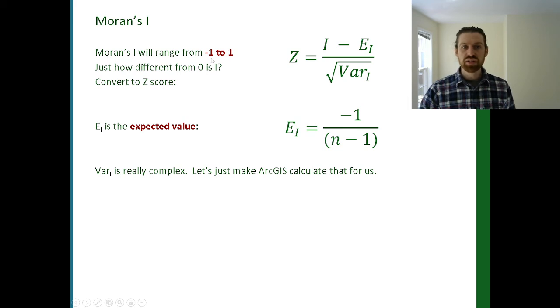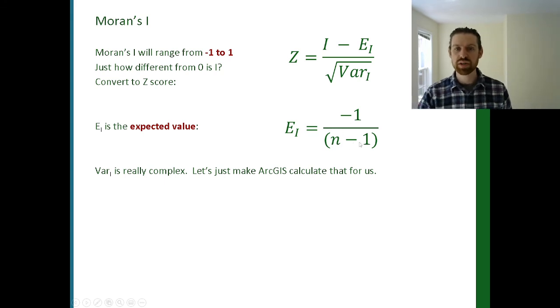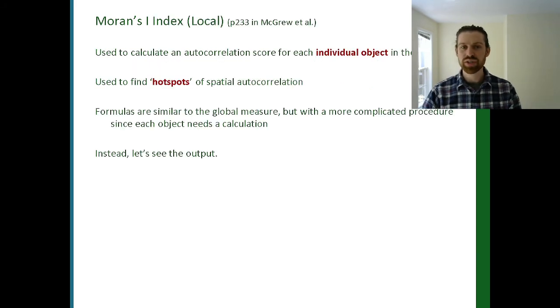So Moran's I ranges from -1 to 1, as you've already noticed. Just how different is I from 0? We need to convert that to a z-score. We take the I and subtract the expected value, which is -1 divided by the number of degrees of freedom for the data set. When we subtract that E(I) from the I we've got in the numerator, we then divide by the square root of Var(I). We're not going to calculate that here because it's really complicated.